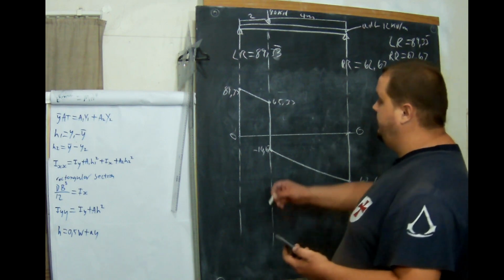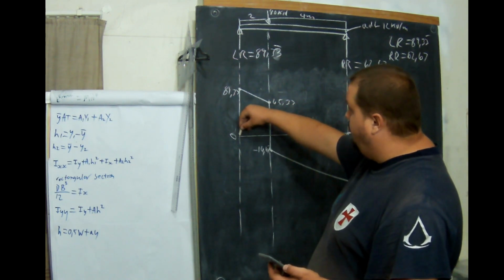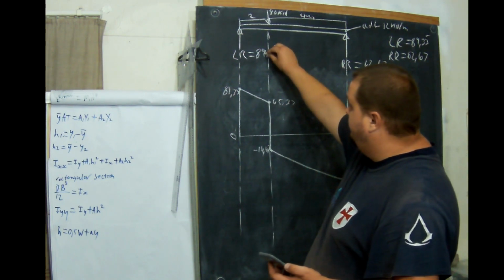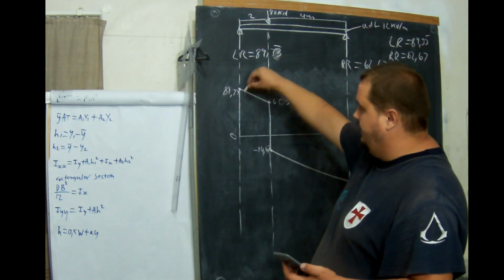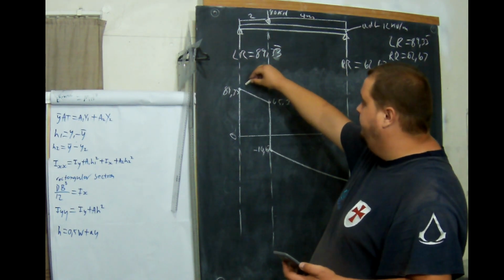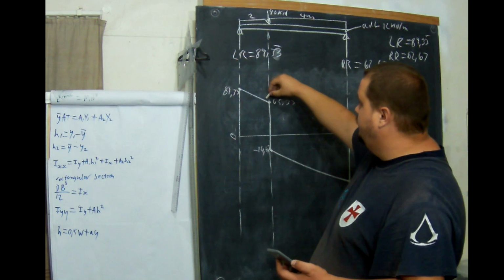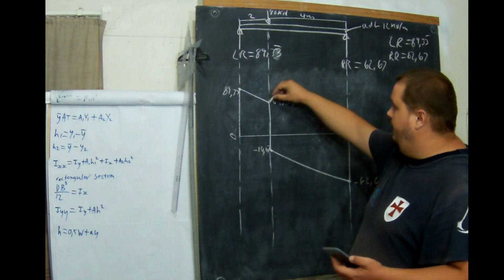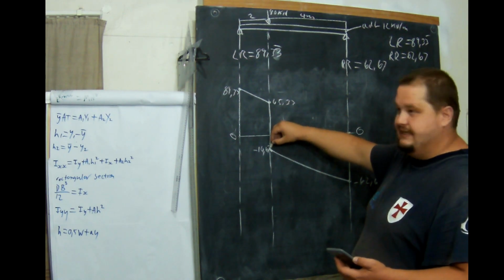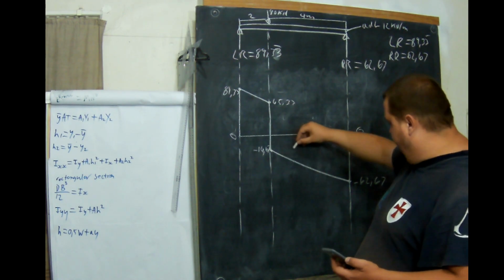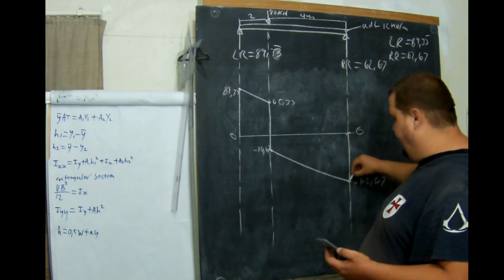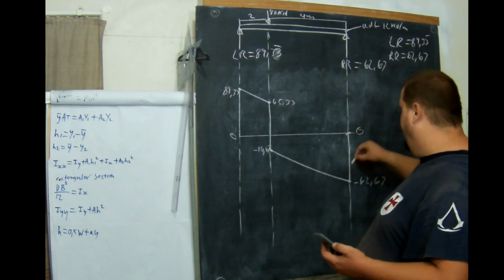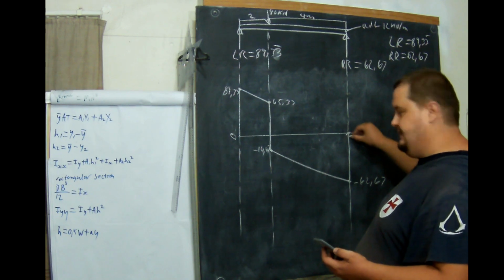So let me just reiterate what I did. First, I went up 89.33. Then I went down 24 to get to this. Then I went down 80. Then I went down 48. And then I went back up 62.67.